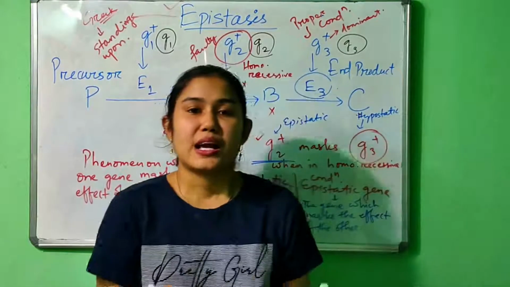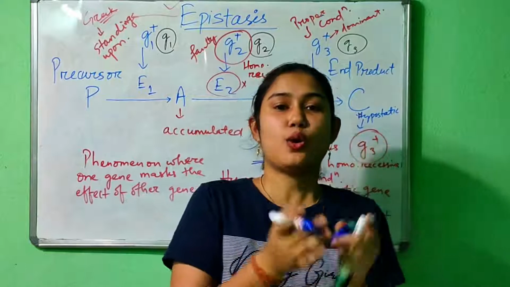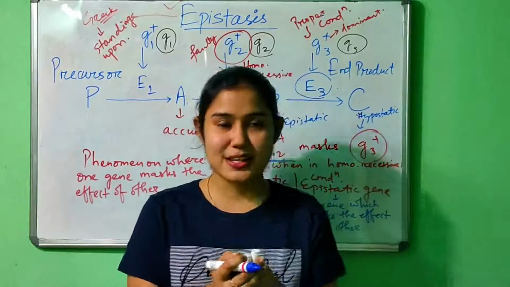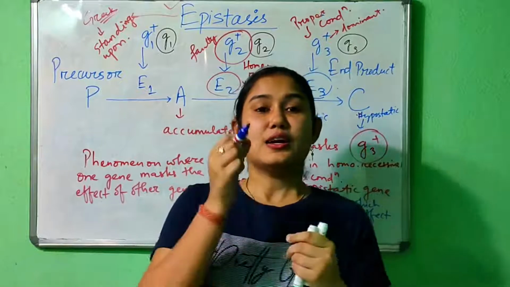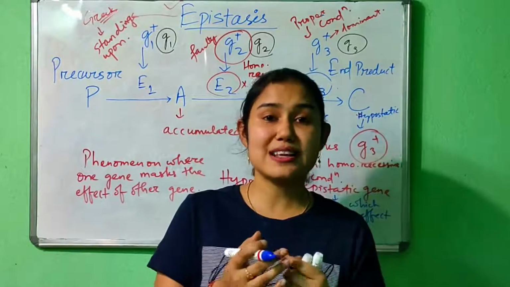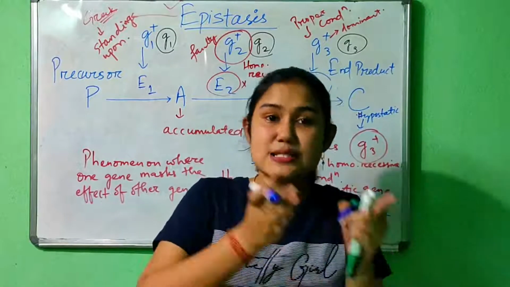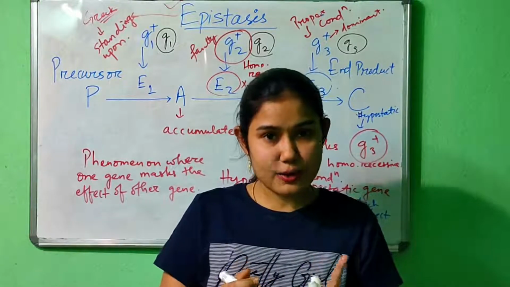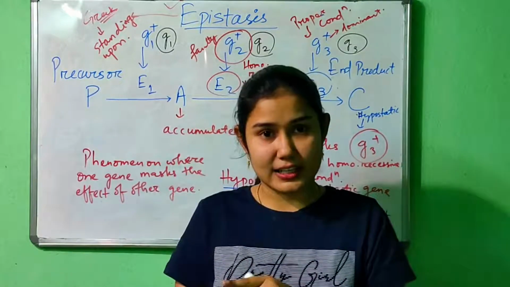Now, one confusion arises here: the difference between dominance and epistasis. So what is the phenomenon of dominance? Here, the two alternative forms of a gene are present, which we call alleles. So in case of dominance, one allele, the dominant allele, is masking the effect of the other allele.